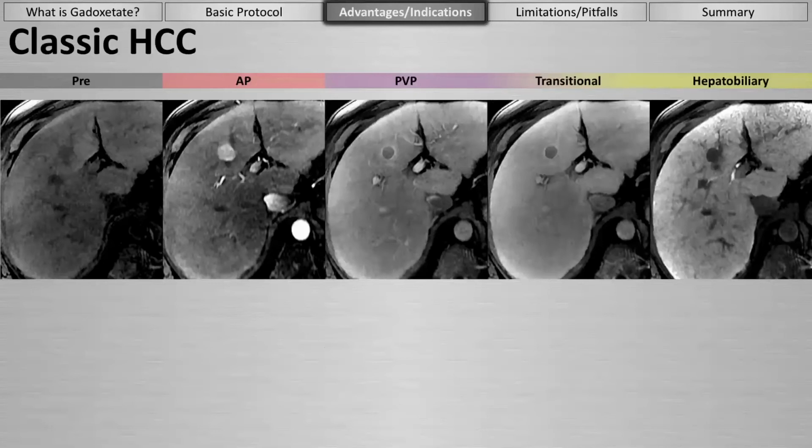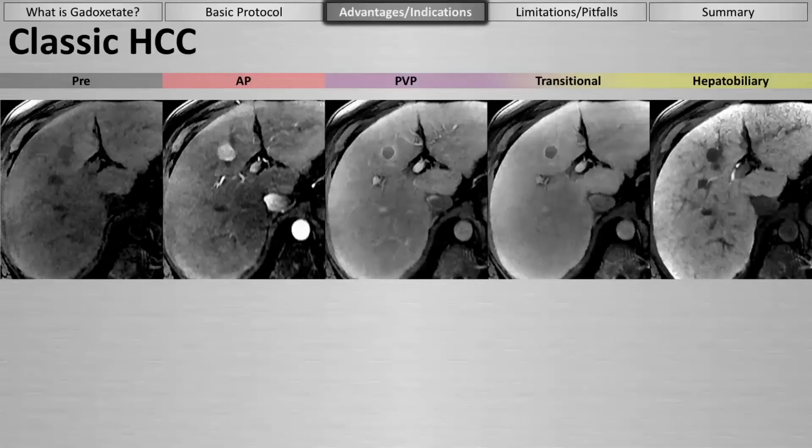A classic HCC will wash out to become darker than background liver in the portal venous phase, and we'll sometimes see this rim of enhancement in the portal venous or transitional phase, which is known as an enhancing capsule appearance, another feature of classic HCC. And classic HCCs, although they're made of hepatocytes, have lost the ability to express OATP, and they tend to look dark in the hepatobiliary phase.